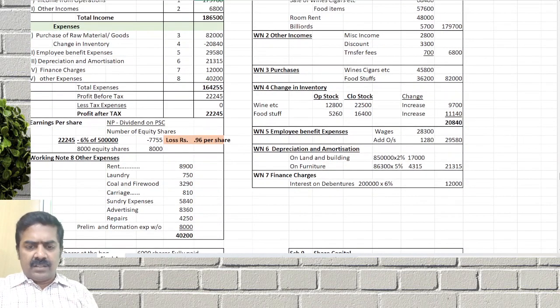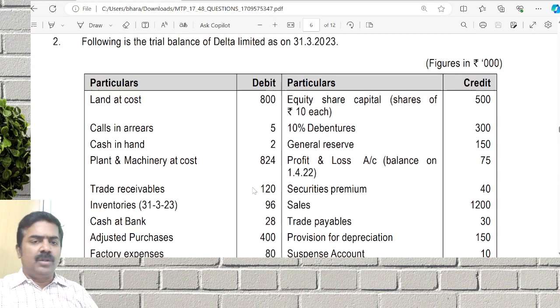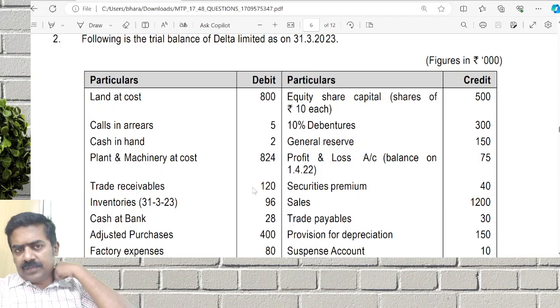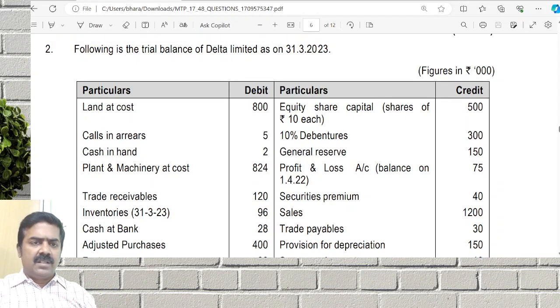Now, we'll go to this practice test paper question. Look at this. Following is the trial balance of Delta Limited, given to you as on 31st March 2023. This is the model test paper of May 2024. Land at cost is given. Where it will come? Fixed assets.